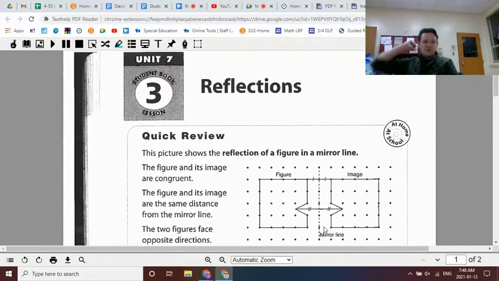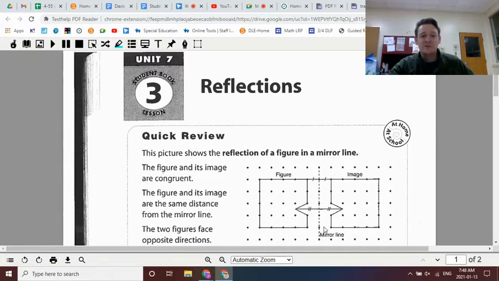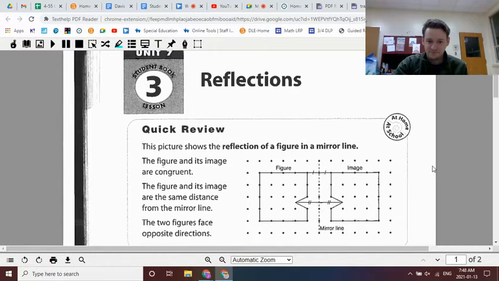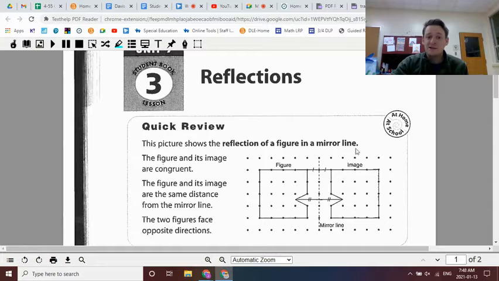So remember when we talked about this week, what we were working on: learning different ways that two-dimensional polygons, two-dimensional shapes, could move and how we would describe those movements. We're talking about flips, turns, and slides, or in other words, reflections, rotations, and translations. Today we're looking at flips, and flips are reflections.